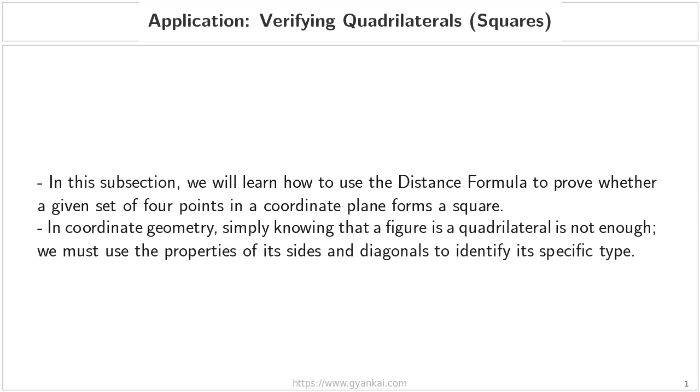Now, it is important to remember that in coordinate geometry, simply identifying that a figure is a quadrilateral, meaning it has 4 sides, is not sufficient for a complete proof. To be precise, we must go a step further and use the specific properties of its sides and its diagonals to identify exactly which type of quadrilateral we are dealing with. Over the next few slides, I will show you the exact methods to distinguish a square from other shapes, like rectangles or rhombuses.